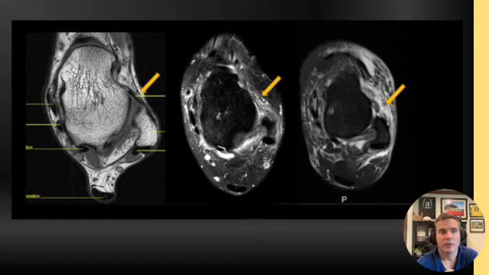So, a couple other case examples. You can see a normal one here on the top left, and then the middle is more of a chronic ATFL disruption, so again, getting to the level of the kidney bean. And then as you go a little bit farther down, you can see more of an acute disruption in that situation.